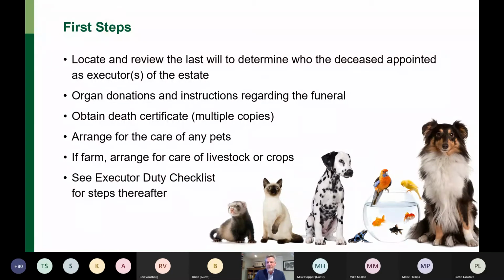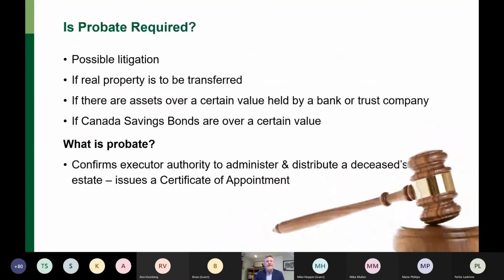And this checklist allows you to do that. Is probate required? I'm often asked that. Let's start with, first off, what is probate? This is when you go to the court, you take the will, and the court confirms that you have the executive authority to administer and distribute a deceased estate. And they issue what is called a certificate of appointment.